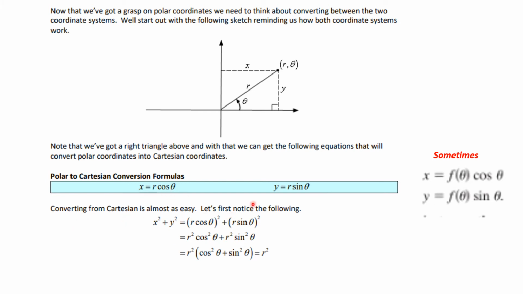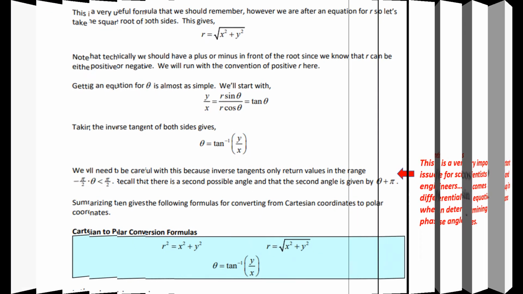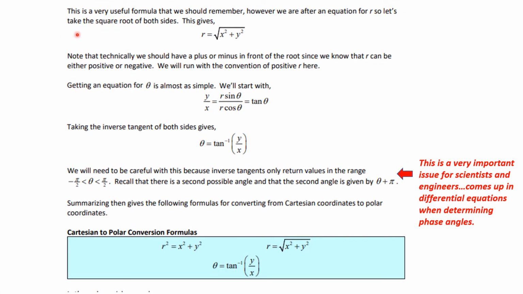Now, converting from Cartesian is almost as easy. That means you're starting with x and y. What do you get there? And again, these conversions should be committed to memory. So just notice this, that x squared plus y squared is going to be r squared. You see (r cosine theta) squared plus (r sine theta) squared ends up being r squared times some trig identity that is 1, so that is just r squared. And if we take the square root, we find out that r is equal to the principal square root of x squared plus y squared.